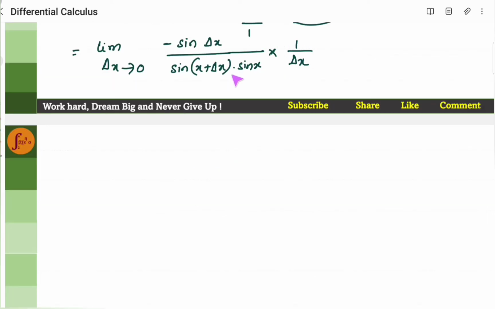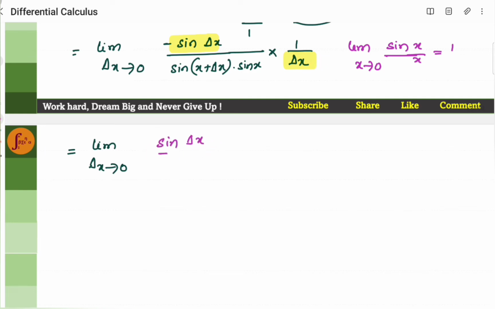There are multiple terms here. I can apply the limit to each of these terms, right? Let me split it. I can write it as limit delta x tending to 0. If you notice here, look at this and this. This is of the form limit x tending to 0, sin x by x is equal to 1. So we can use this formula here, right? You can use the theorem. So I'll split this. I'll write it as sin delta x by delta x. Let me put minus here.